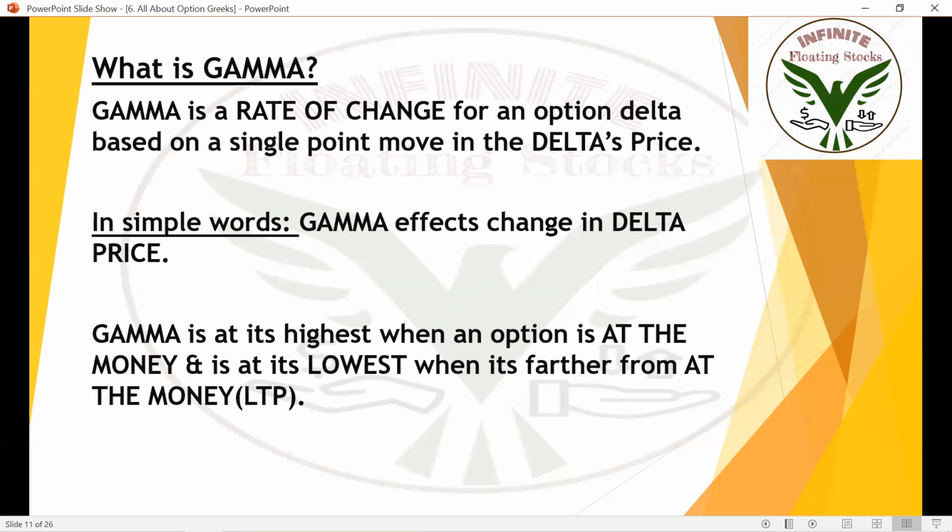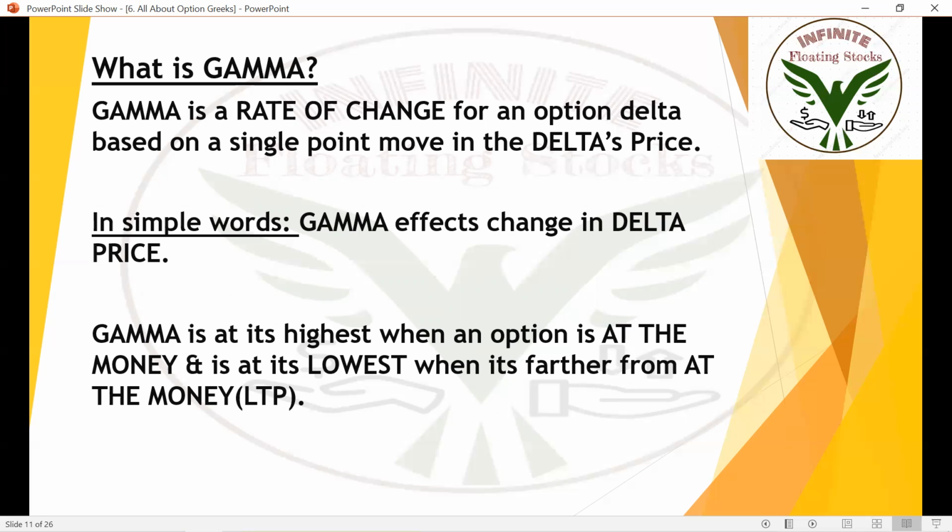Imagine that if delta is 0.9, that means premium moves 90 points. Imagine that if delta is 0.10, then premium moves only 10 points, when the underlying asset moves 100 points. So gamma is the rate of change for an option delta based on single point movement in delta price. Gamma affects delta's price. Delta affects premium's price. They are interdependent upon each other.